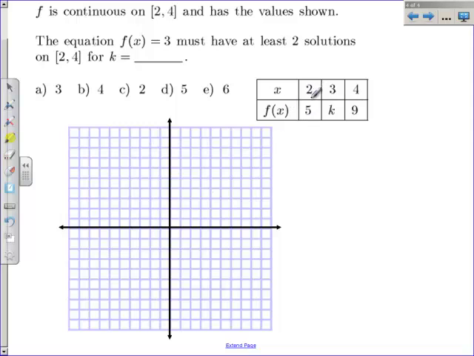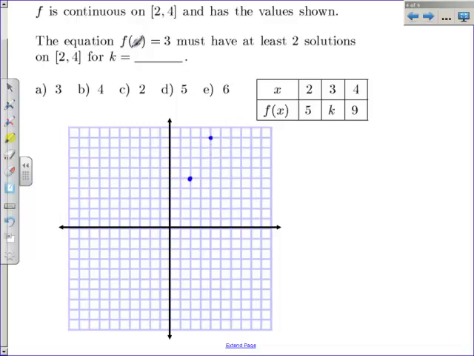I've got the point 2, 5. 1, 2, 3, 4, 5. And then I've got the point 3 comma something, 3 comma k. That's what I'm going to find. So I can't graph that yet, so I don't know what k is. And then I've got the point 4, 9. 1, 2, 3, 4. 1, 2, 3, 4, 5, 6, 7, 8, 9.